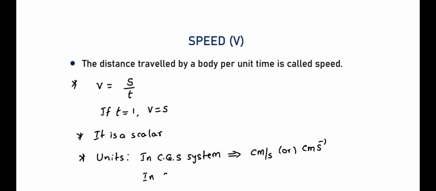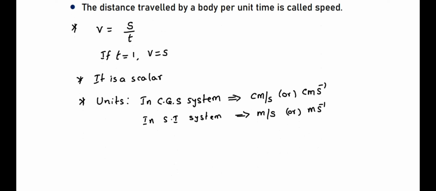In the SI system, the SI unit of distance is meter and SI unit of time is second. So, we can write it is meter per second or meter second power minus 1. Other than these two, in our daily life we are using one more unit, that is kilometer per hour. 1 kilometer per hour is not the SI unit.